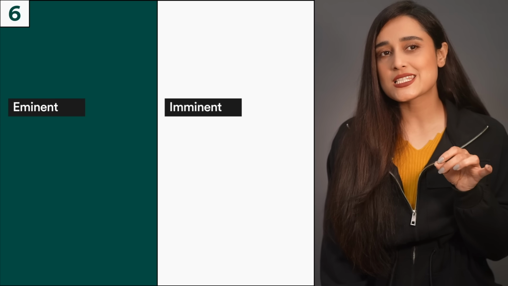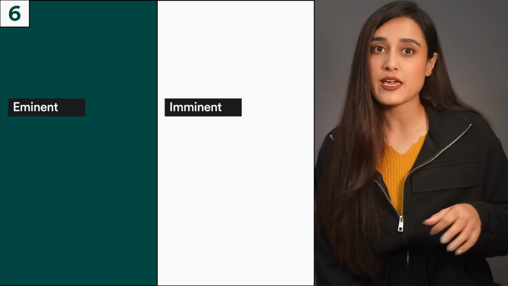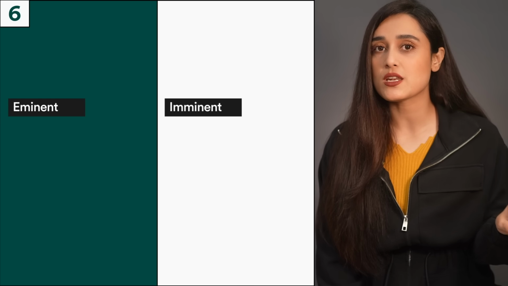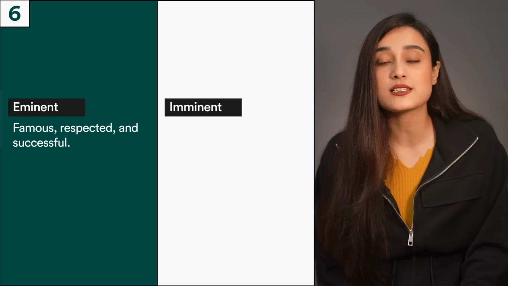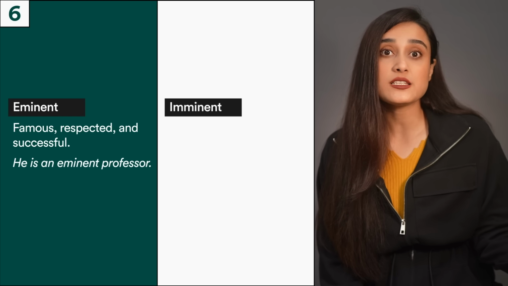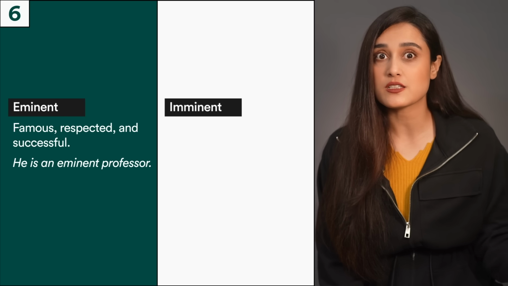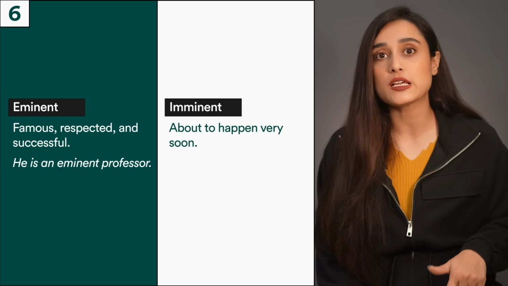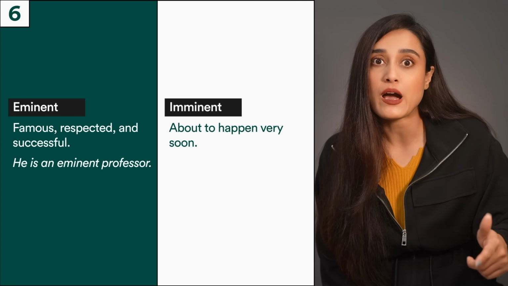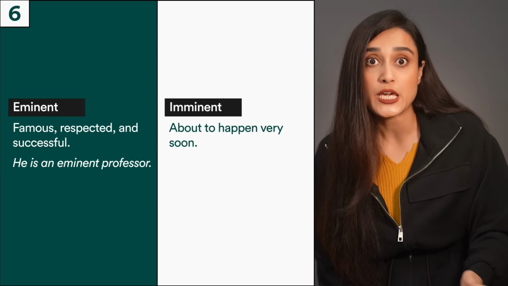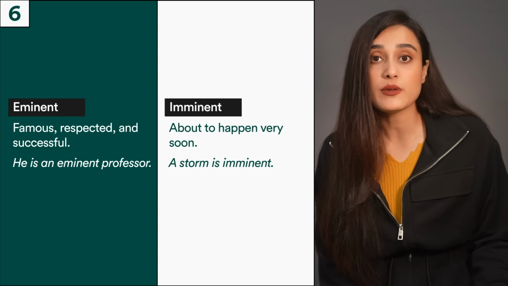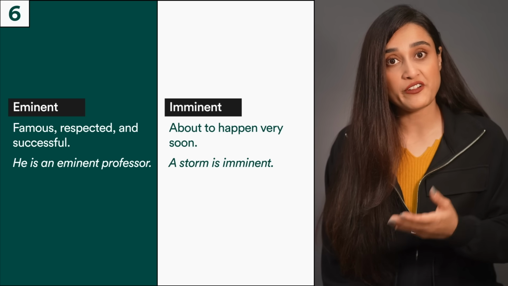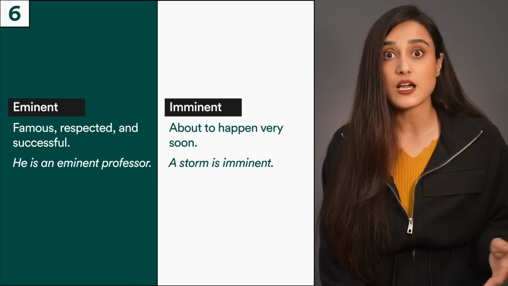They're pronounced slightly differently. One is eminent, the other is imminent. Eminent is famous, respected, and successful. He is an eminent professor, an eminent artist. On the other hand, imminent is something that is about to happen very soon. Okay, imminent, it's right there around the corner. A storm is imminent. Okay, eminent, famous, respected, imminent, about to happen.